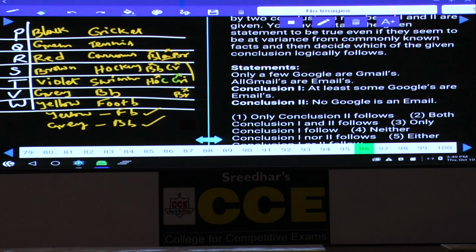Syllogisms. Now in this syllogisms, 96, only a few Google are Gmails. These days we have started giving these types of questions, only a few. Now only a few Googles are Gmails means only some Googles are Gmails, which implies that some Googles are not Gmails. At the same time, all Googles cannot be Gmails.